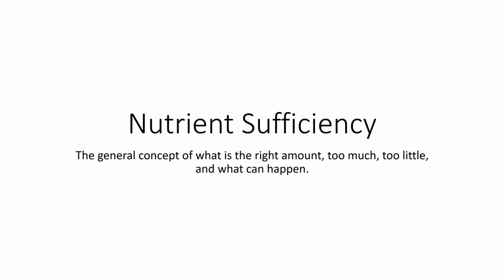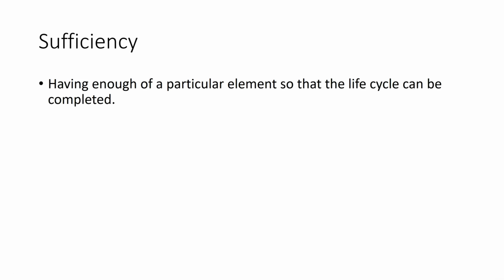Nutrient sufficiency. The general concept here is what is the right amount, what's too much, too little, and which way do things go within the plant. Sufficiency, if it is sufficient, it is enough. When we are looking at sufficiency, we mean having enough of a particular element so that the life cycle can be completed. In order for it to be sufficient, we've got to be able to complete our task, which is to get the plant through its entire life cycle.